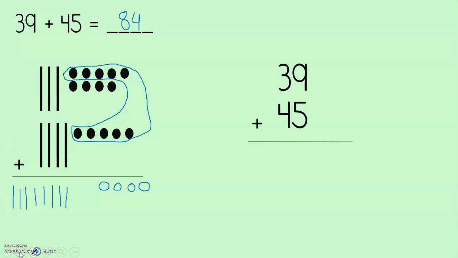Write your equation on your board like this, 39 on top, 45 underneath. The important thing to remember here is where the ones are and where the tens are. We are going to start with the ones. 9 ones plus 5 ones is 14 ones. I know that 14 ones really has a 10 in it. So I'm going to put 4 ones and 1 ten. That's the same thing as 14. Now I can add all my tens. 3 tens plus 4 tens is 7 tens, plus this last 10. Now I have 8 tens and 4 ones, which equals 84.